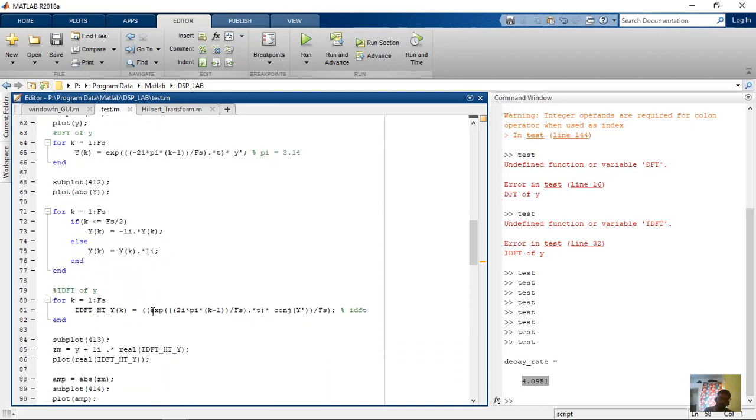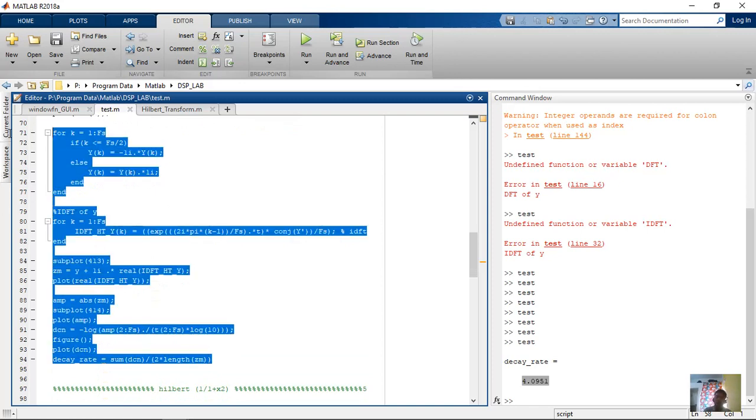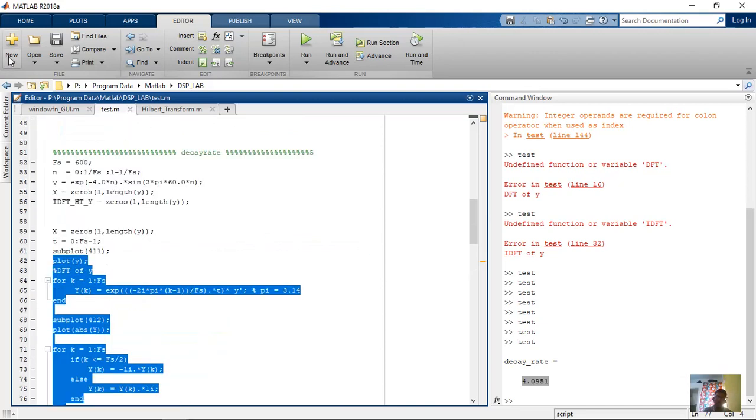So from the decay rate, we'll be able to know whether the signal is having a heavy load, no load, or less load than the requirement in the power line signal.